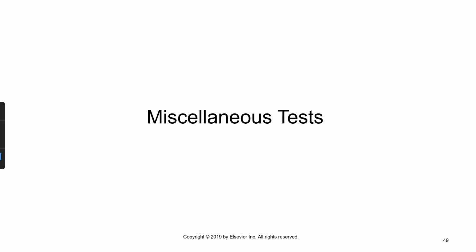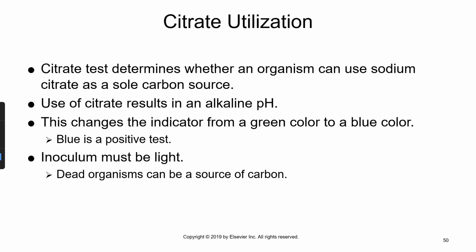Then there's some miscellaneous tests that we can perform. So citrate utilization, also known as the Simmons citrate test. The citrate test determines whether an organism can use sodium citrate as a sole carbon source. The use of citrate results in an alkaline pH. This changes the indicator from a green to a blue color, and blue is a positive test.